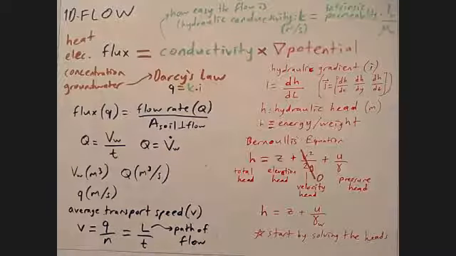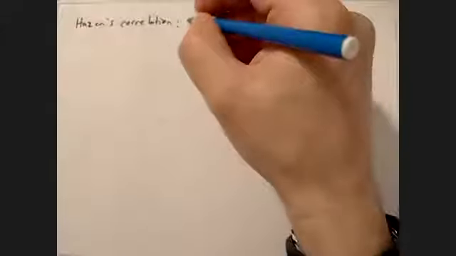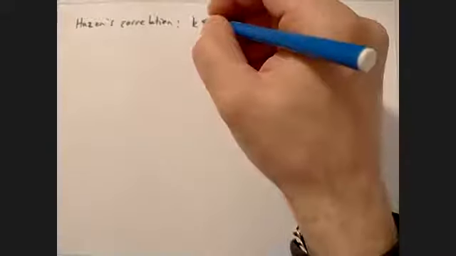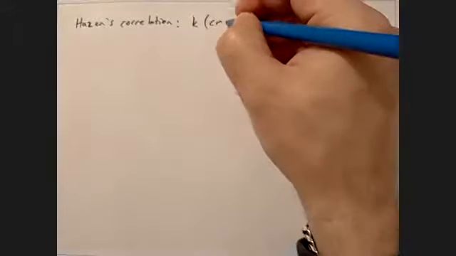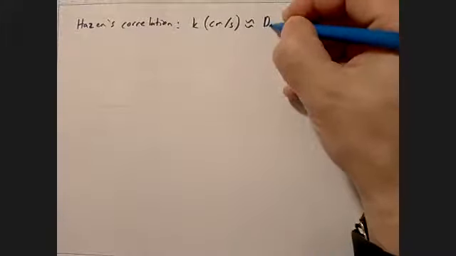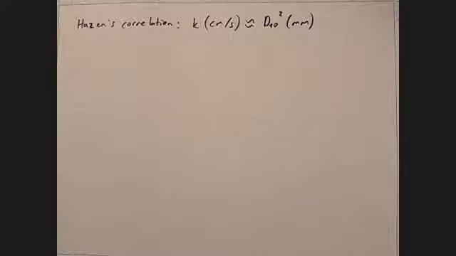So if you know nothing else, there is always what's called the Hazen's equation, or Hazen's correlation, which is simply a very approximate way of saying the hydraulic conductivity of your soil in terms of centimeter per second is approximately d10 squared, in millimeters.